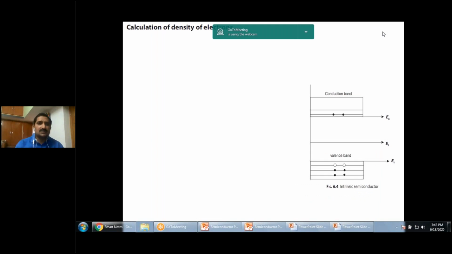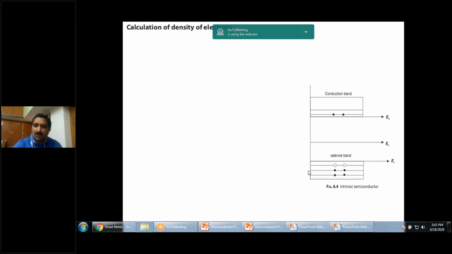So, calculation of density of electrons. This is the energy level diagram of an intrinsic semiconductor. This is the valency band. This is the conduction band. At T equal to 0 Kelvin, these two electrons are also in the valency band.